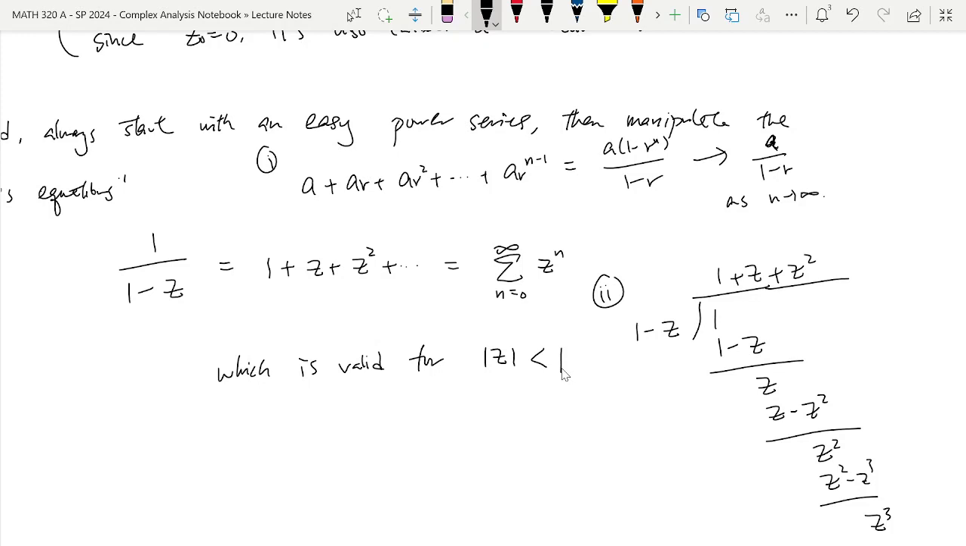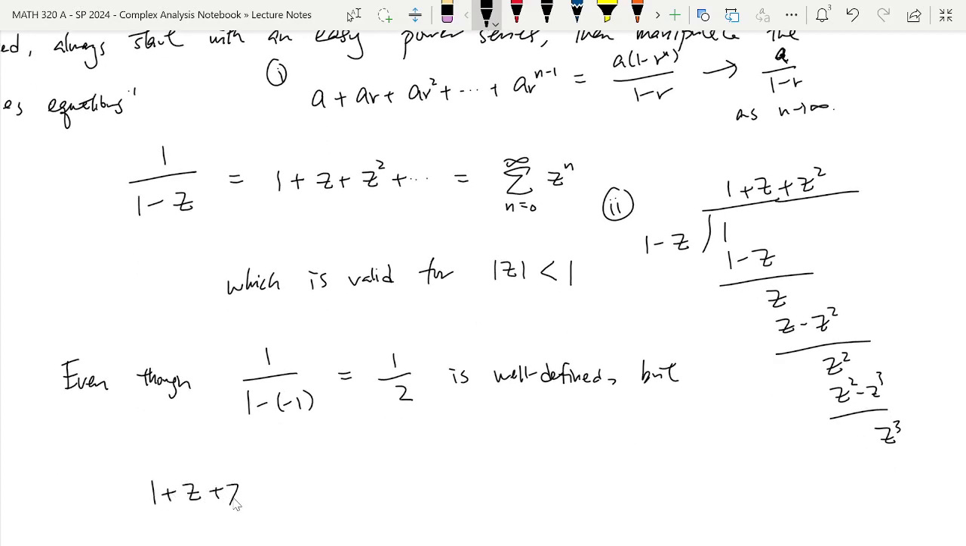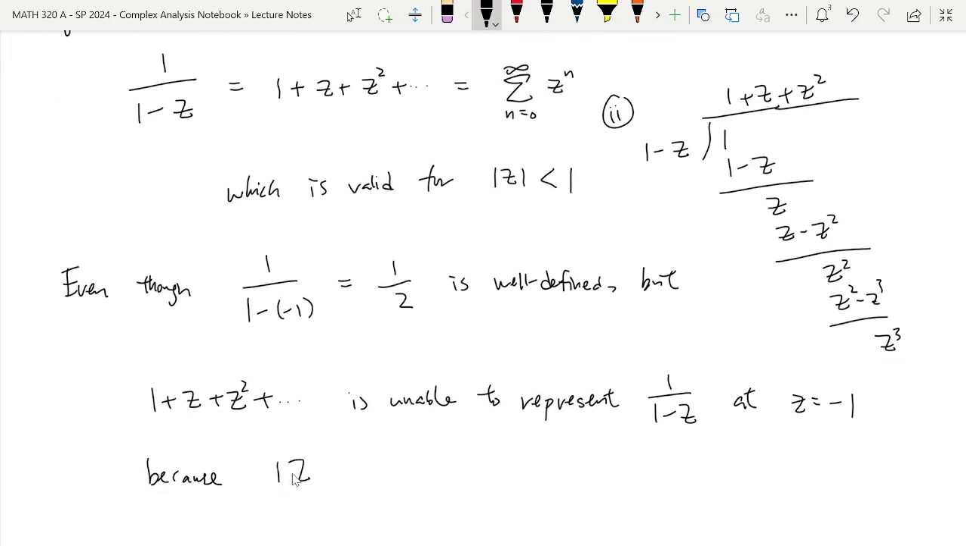Okay? So even though 1 over 1 minus -1, which equals 1 over 2, is defined, 1 plus z squared and so on is unable to represent 1 over 1 minus z at z equals -1, because the modulus is 1 and it is not strictly less than 1. Okay, so this is a lesson to be learned.